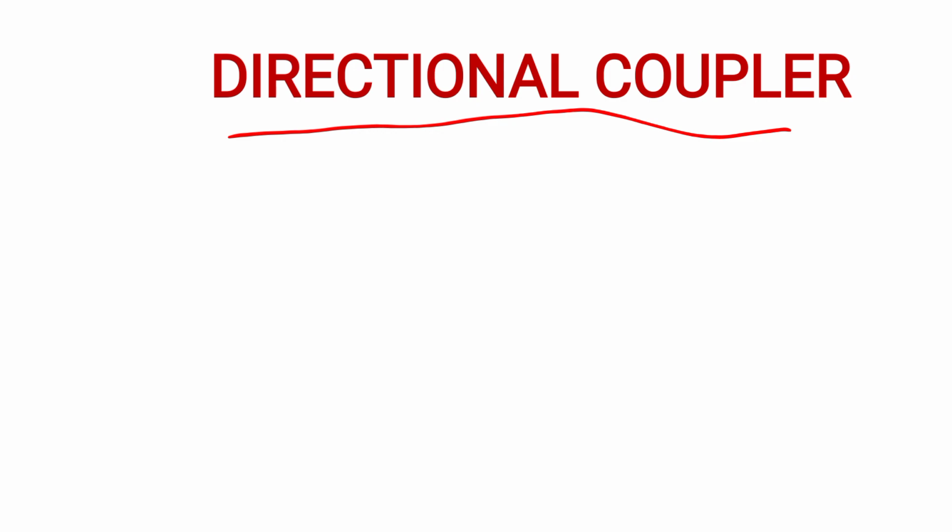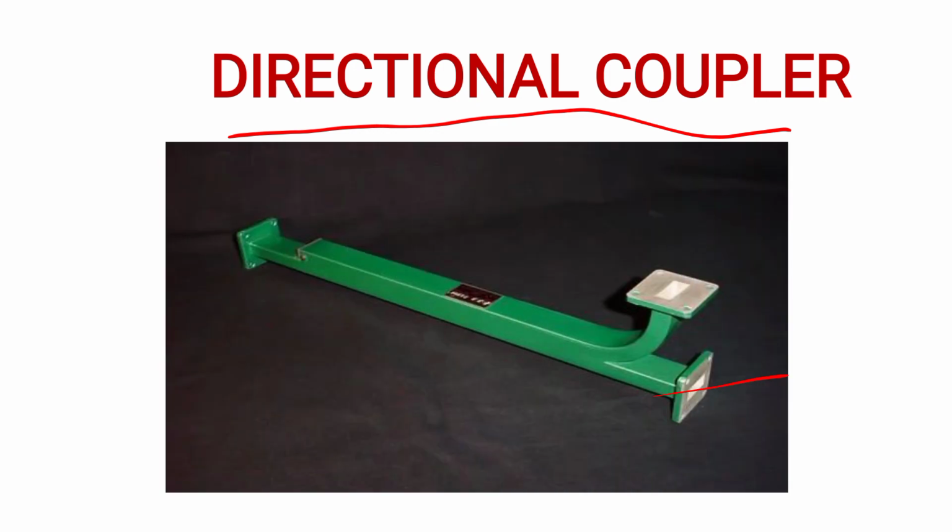In this video I am going to explain each and everything about the directional coupler and the properties of the directional coupler. Now let's see a directional coupler. Here it is, the directional coupler having four ports. It is port 1, port 2, port 3, and the final one is port 4. This is how the directional coupler looks.